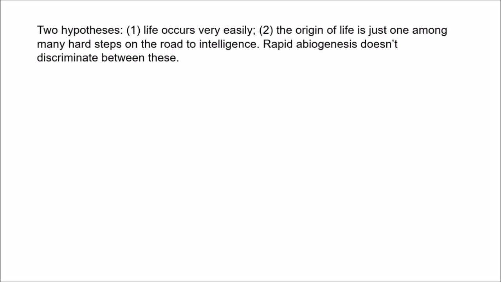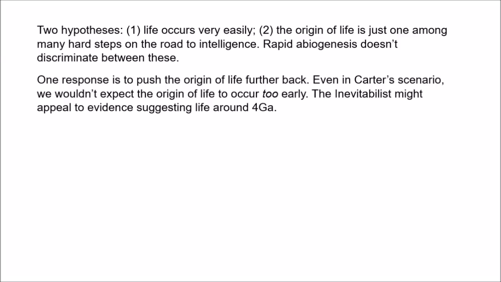And it looks like we don't really have anything else to discriminate between these hypotheses either, right? I mean, at least prima facie, both seem to be quite plausible. How might the inevitabilist respond to Carter? Well, one way to undermine his argument is to push the time of abiogenesis further back. If we can show definitively that life arose, say, 4.2 billion years ago, well, that would only be 100 million years after the Earth became habitable. And in that case, it would be much harder to apply Carter's argument.